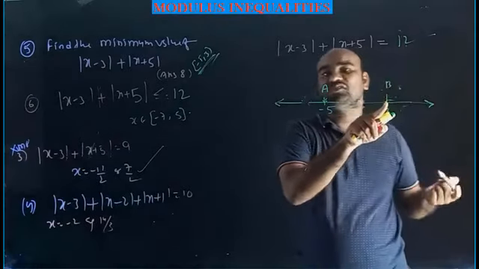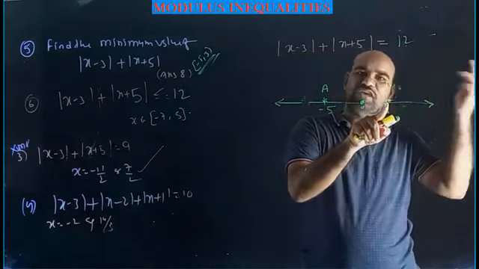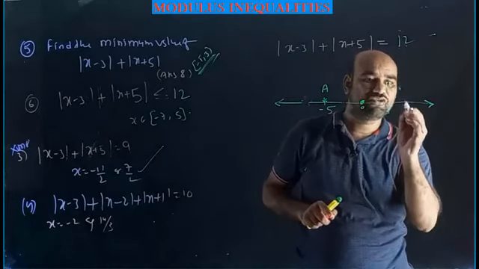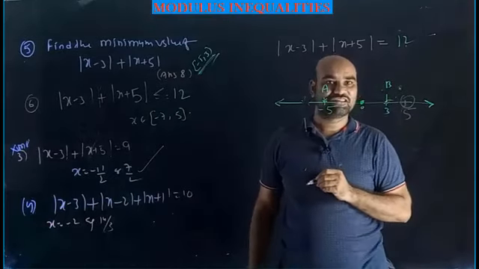Now they want to move 4 units. Together should move 4 units. Together means B should travel 2 units. A should travel 2 units. 3 plus 2, 5. They meet at x equal to 5.